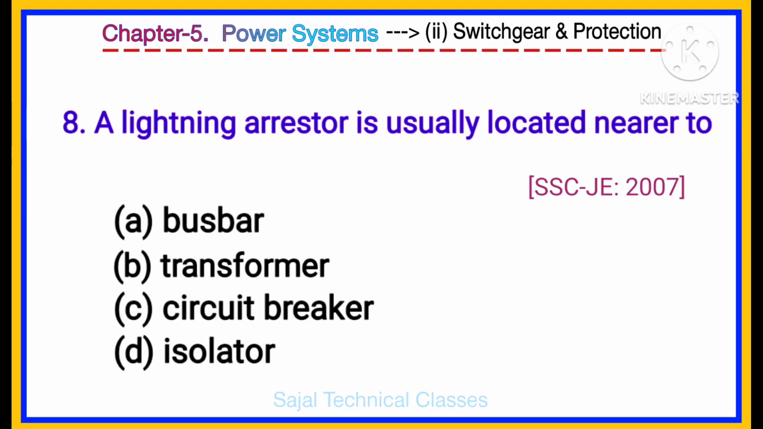Question number 8. A lightning arrestor is usually located nearer to option A bus bar, option B transformer, option C circuit breaker, and option D isolator. Right answer option B transformer.